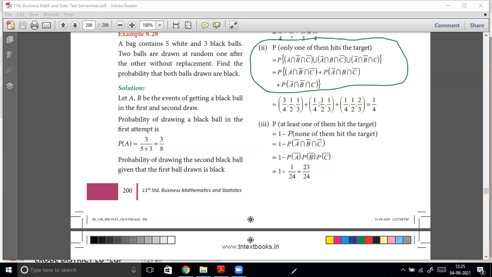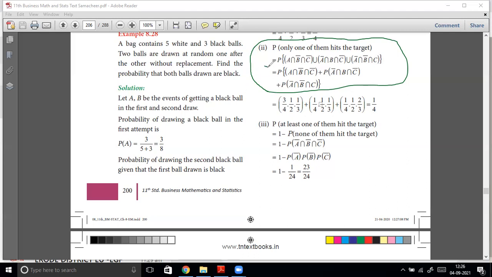Then union, next one: A dash intersection B intersection C dash. So this time B hits the target. A and C miss. Same way, union A dash intersection B dash intersection C. This time C hits the target. So only C hits. A does not hit, B does not hit. Now, so only A hits, or only B hits, or only C hits. That is the final thing.